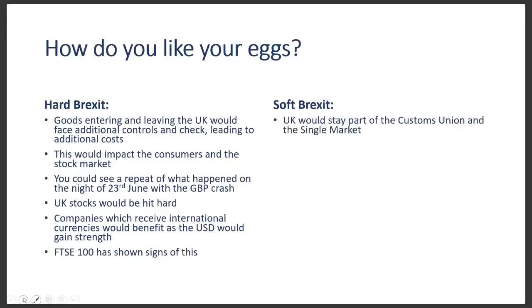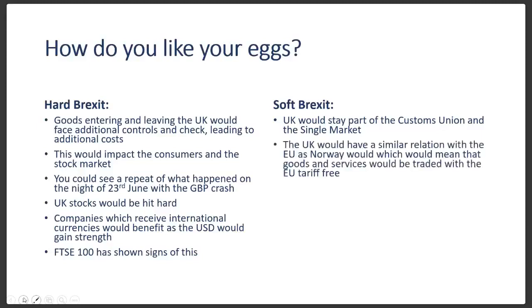A soft Brexit, the UK would stay part of the customs union and the single market. It means goods will be cheaper to import and export. The UK would have a similar relationship with the EU as Norway does, which would mean goods and services will be traded in the EU tariff-free. Hey, happy days, cheap. And the UK would be in a position to negotiate trade deals with other countries, so they're open to do deals with Asia, deals with the US, etc.